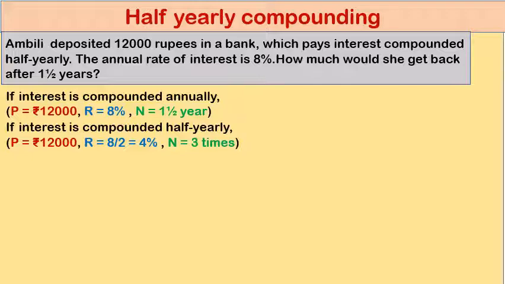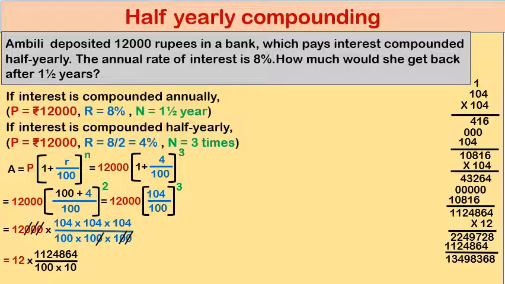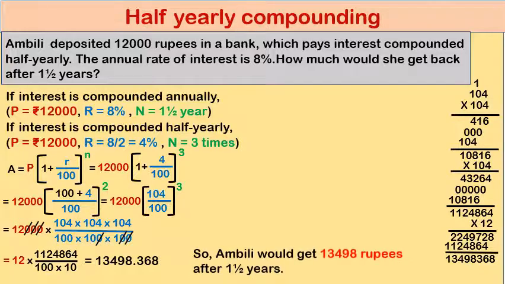Why children? Since interest is compounded half yearly, interest has to be calculated thrice in 1.5 years. So here 4% interest is added 3 times. So number of periods N equal to 3 times. Okay. Then write formula. Amount A equal to P into 1 plus R by 100 all raised to N. Then substitute, we get 12,000 into 1 plus 4 by 100 all raised to 3. Then simplify, we will get amount A equal to 13,498.368. So we can say Ambili would get 13,498 rupees after 1.5 years.